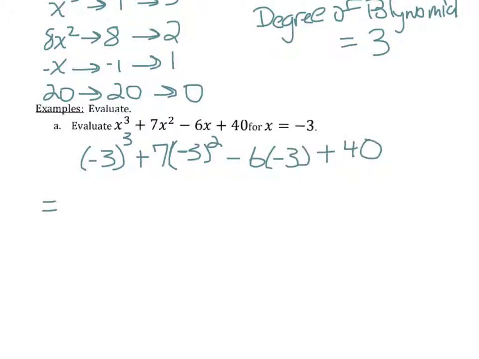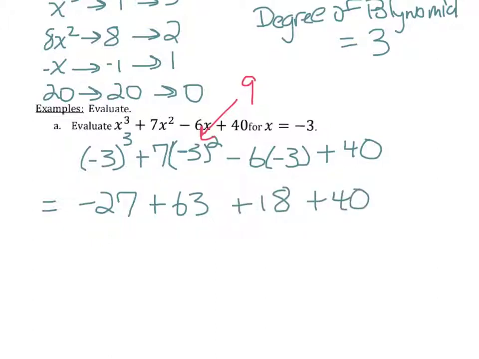The rest is just simplifying. You have to remember your rules of exponents. I have a negative 3 raised to the third power, which is negative 27. Notice that negative 3 squared is the same thing as 9. If I multiply 7 times a positive 9, I get a positive 63. Then minus 6 times negative 3 is a plus 18, and then plus 40. When you combine all of those together, you're going to get 94. So that polynomial evaluated at x equals negative 3 equals 94.